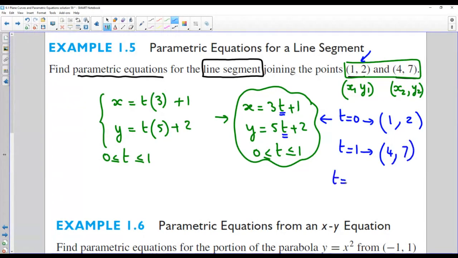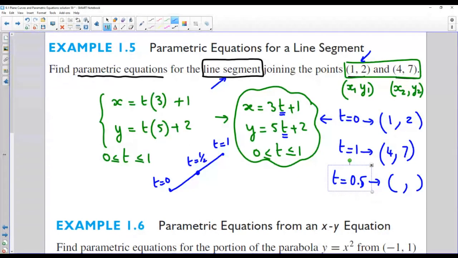Any other value, I can take t equals, say, 0.5. I will get a point somewhere on the line segment. T equals 0.5 will be exactly the middle. At t equals 0, we are here. At t equal 1, we are here. At t equal a half, we are in the middle. And various t's will give you different points on the line segment from P to Q, if we call this P and this Q.